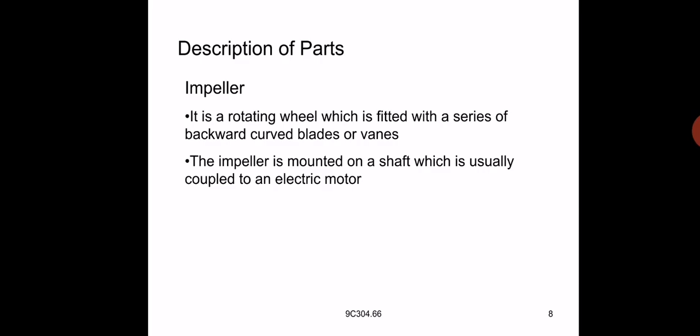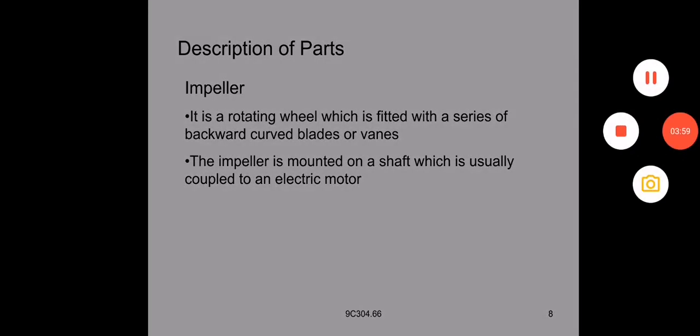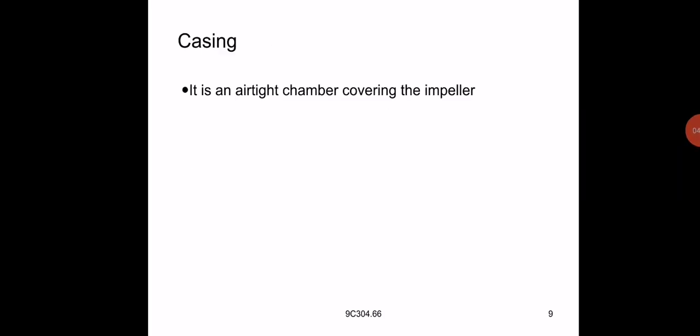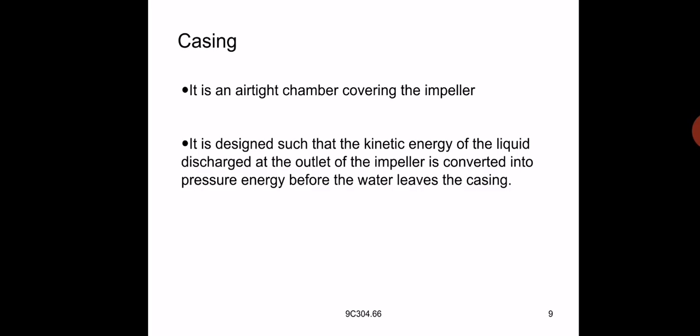Next we can go to the casing. It is an airtight chamber covering the impeller. The casing should be designed such that the kinetic energy of the liquid at the outlet of the impeller is converted into pressure energy before leaving the casing. While designing any casing, it should be designed like this only.